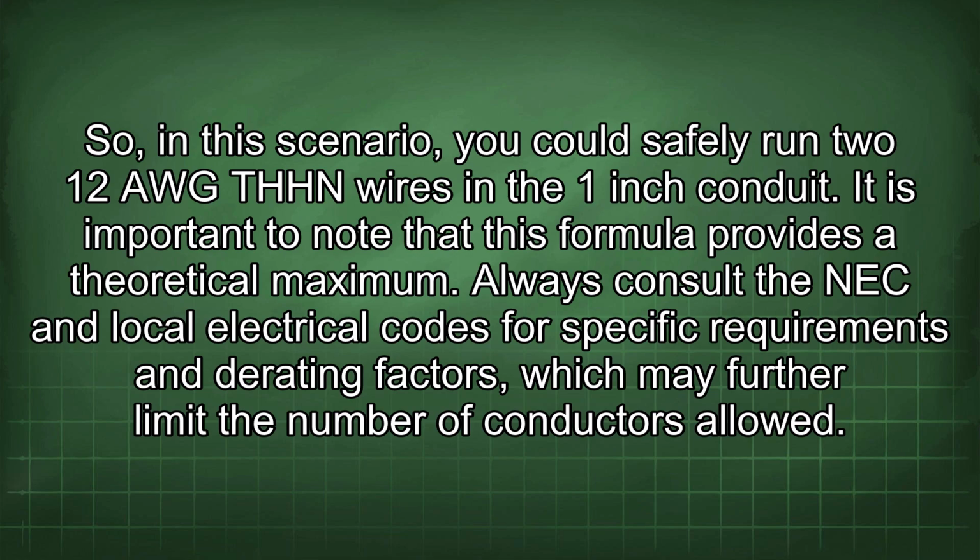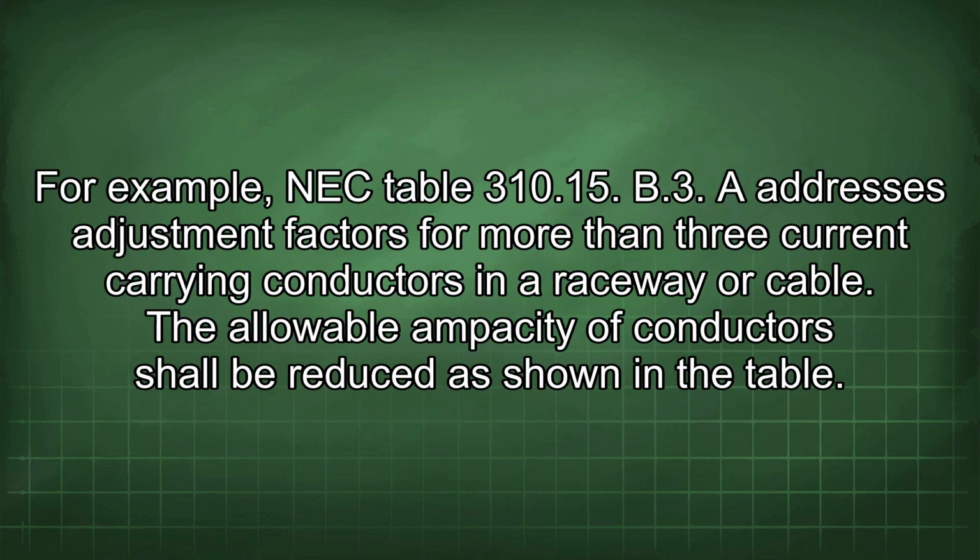It is important to note that this formula provides a theoretical maximum. Always consult the NEC and local electrical codes for specific requirements and derating factors, which may further limit the number of conductors allowed. For example, NEC Table 310.15(B)(3) addresses adjustment factors for more than 3 current carrying conductors in a raceway or cable. The allowable ampacity of conductors shall be reduced as shown in the table.